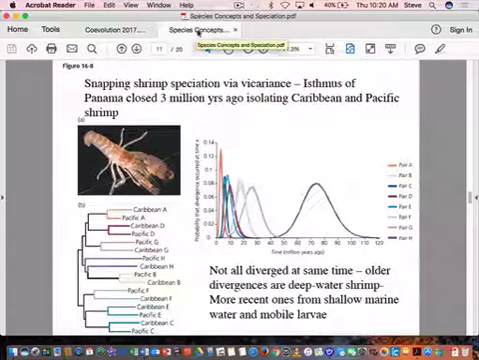I don't think you want to know all this stuff, do you? Anyway, I'll just tell you, turns out not all of them diverged 3 million years ago. Some of these sister species have been isolated for over 70 million years. They're probably ones way out in the Pacific and way out in the Caribbean, right? And some of these other ones that diverged more recently are these inland coastal things. So anyway, you don't need to know that.